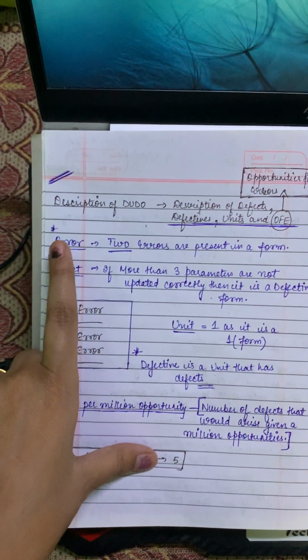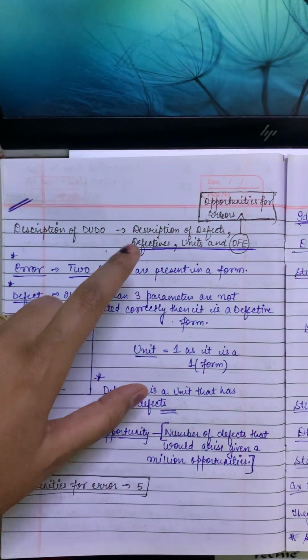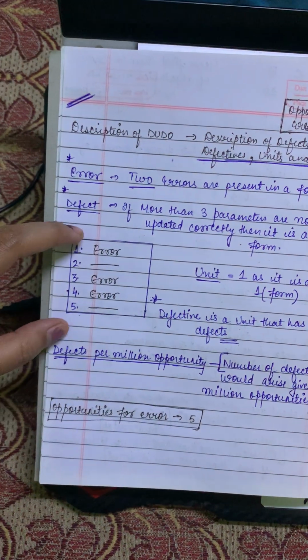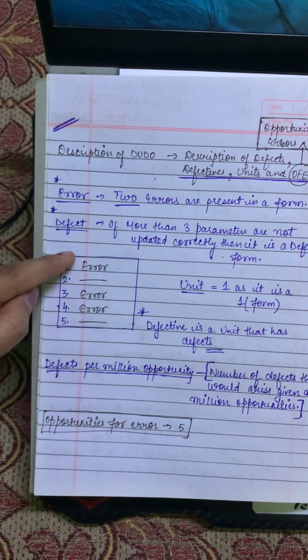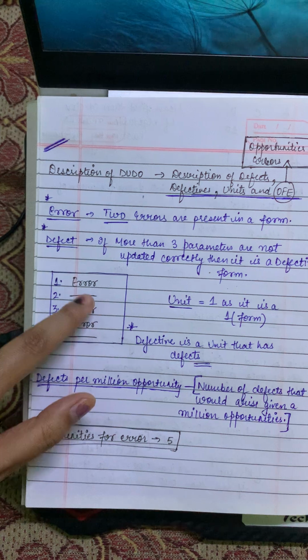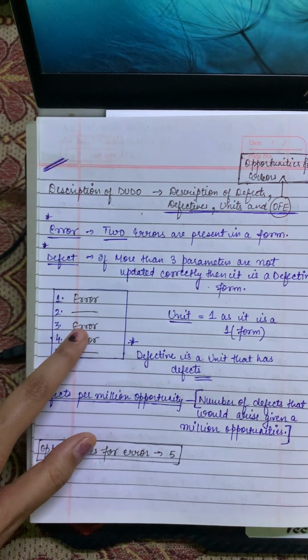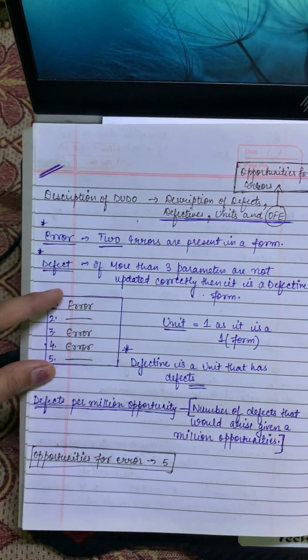So error, what do you mean by error? Two errors are present in a form. I'm giving you the example. Suppose we have a form. It includes 5 parameters. If 3 units are defected, right? That means 3 parameters are defected. That means this is an error.